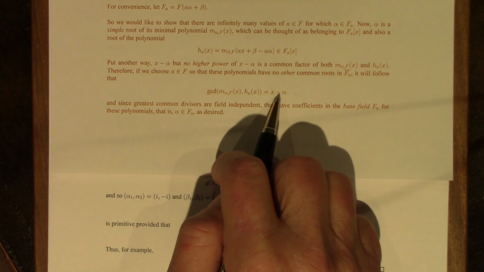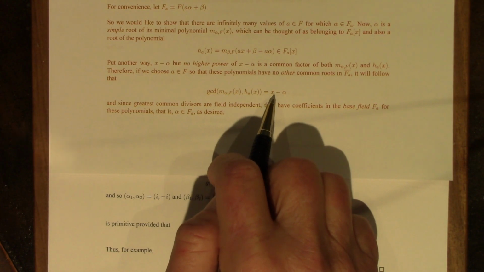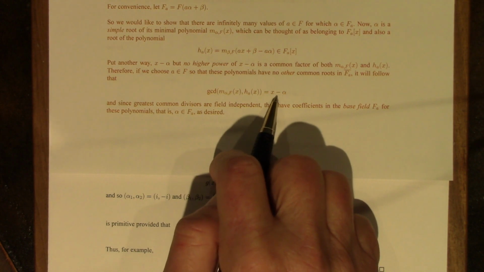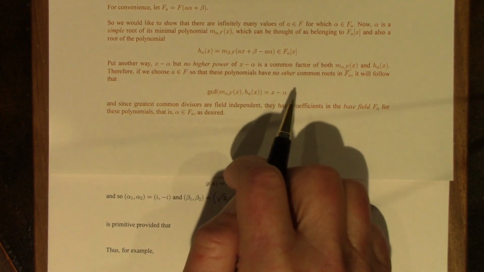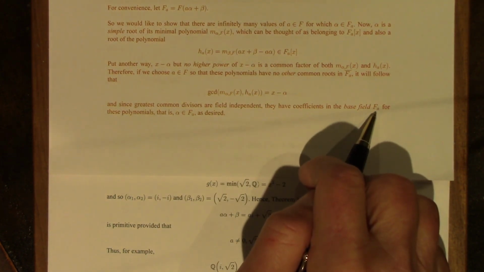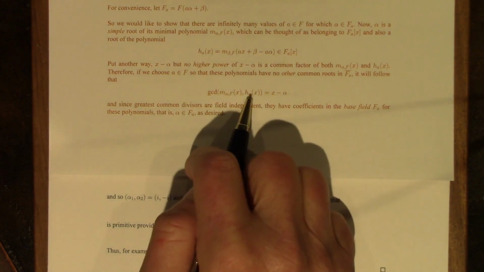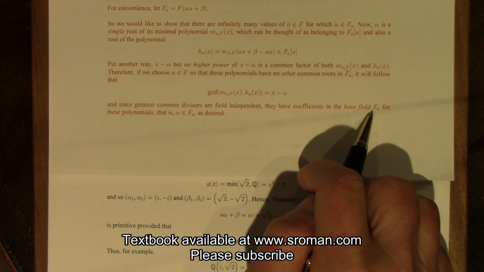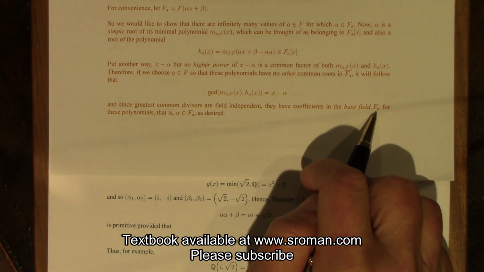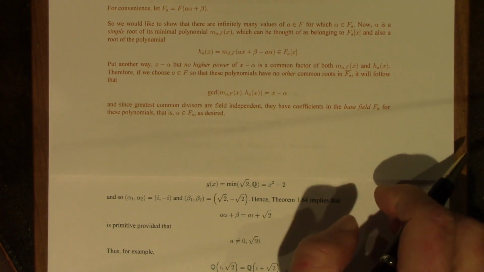And the point here is that greatest common divisors are field independent, which means the coefficients belong to any field that contains the coefficients of the two polynomials. F sub a is our base field now for these two polynomials, so x minus alpha is a polynomial over the base field, which means alpha is in F sub a. It's a very interesting argument, a subtle argument.